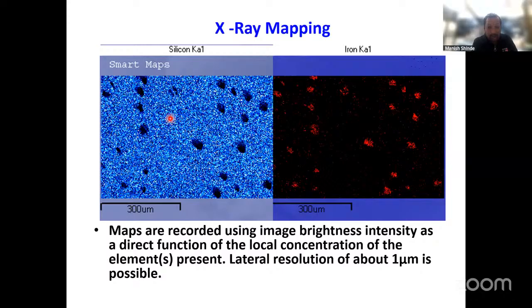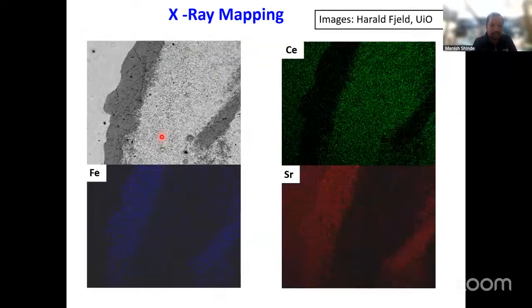Now at those holes, iron is present. You can see here in the mapping. Iron is not present at other places, but at those holes, iron is present as an impurity. Okay. So this kind of distribution study can be done by using mapping, X-ray mapping or EDS mapping.